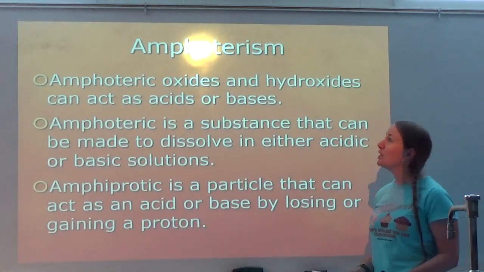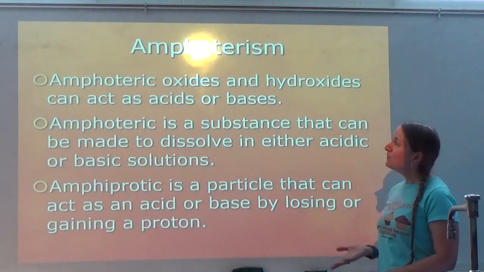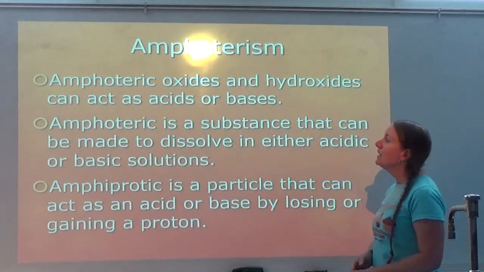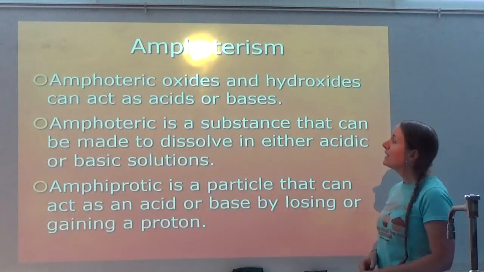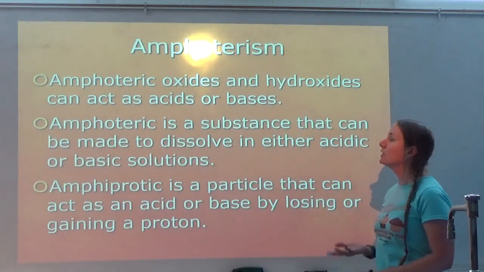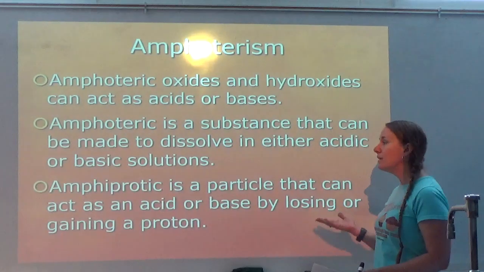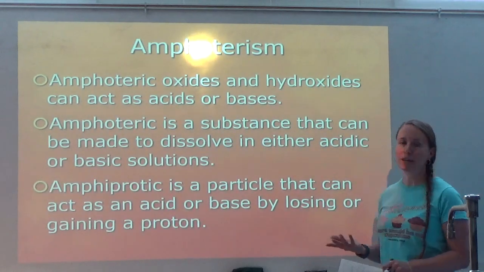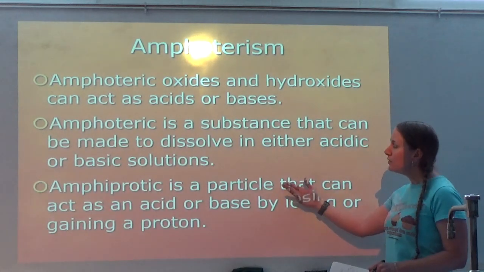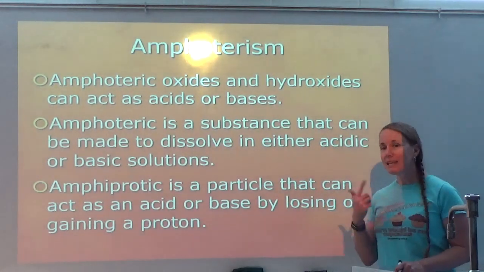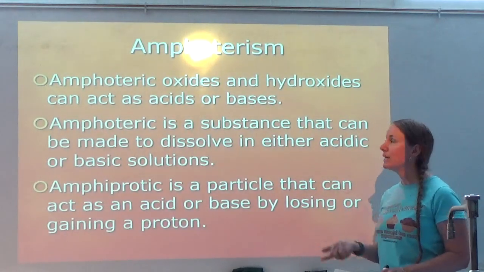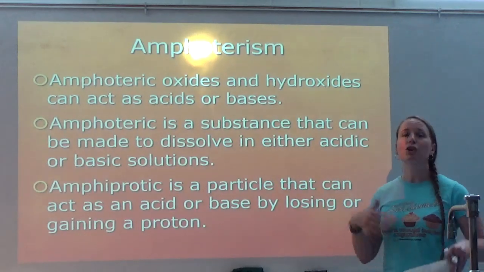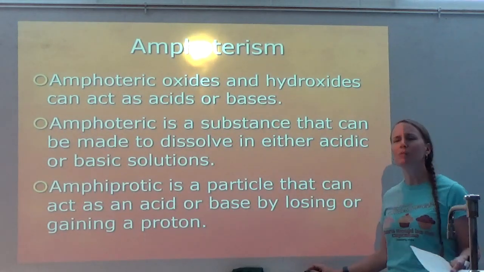So last thing we got to talk about is amphoterism. Amphoteric oxides and hydroxides can act as acids or bases. Amphoteric is a substance that can be made to dissolve in either acidic or basic solutions. Amphiprotic is a particle that can act as an acid or base by losing or gaining a proton. So amphiprotic, the substance itself is acting as an acid or base by losing or gaining a proton, whereas amphoteric, we can make it dissolve in either acidic or basic solutions. So they're related.